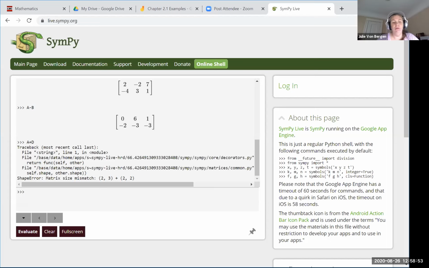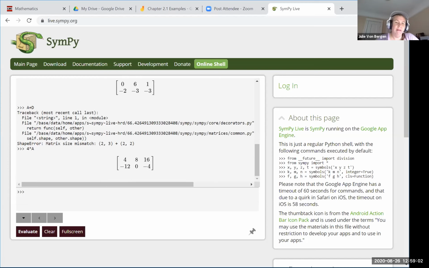And then if I want to multiply matrix A by 4, I can do 4 times A. You have to make sure you have the multiplication key in there in the Sympy program. And then it multiplies all of my entries by this scalar or number value 4. So we can see we can use technology to verify our calculations that we've done by hand.